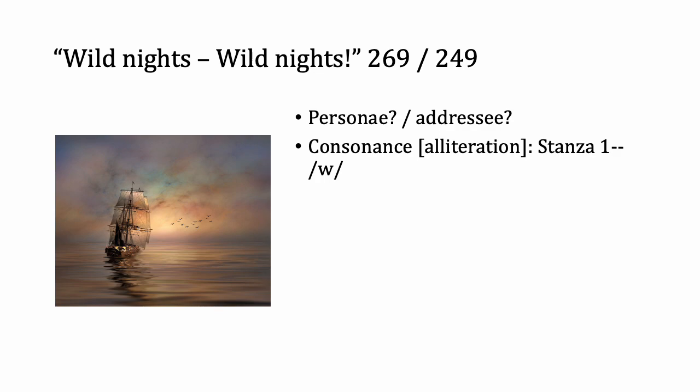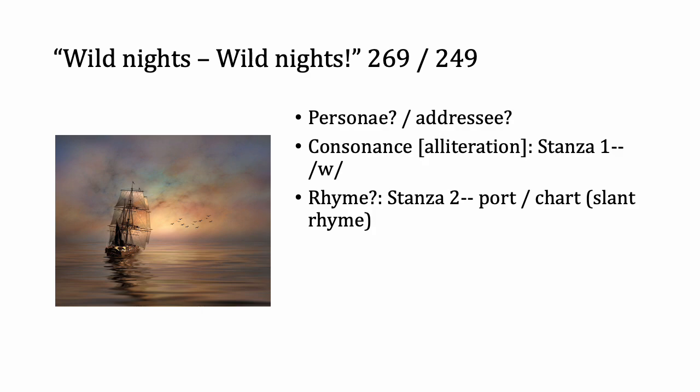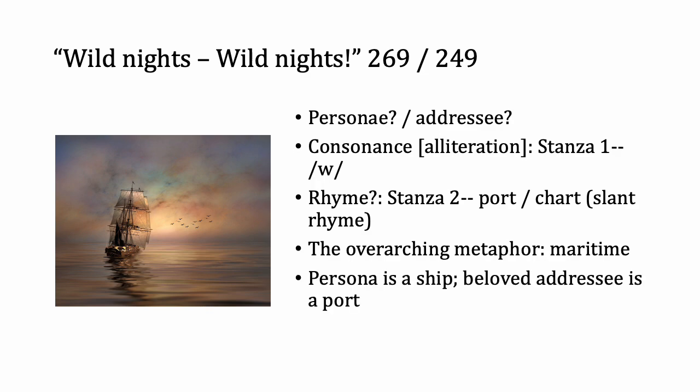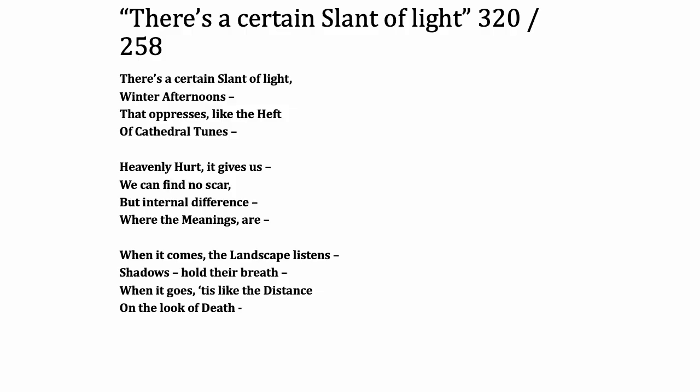Lots of consonants, or not lots, but wild nights, wild nights. We got the W there. We've got slant rhyme in the second stanza. And the overarching metaphor is about ships. And the persona is a ship, and his beloved is a port. Rowing in Eden, we have a biblical allusion to the story of the garden in Genesis. Okay, that's love. Let's go to something else that is just as universal.